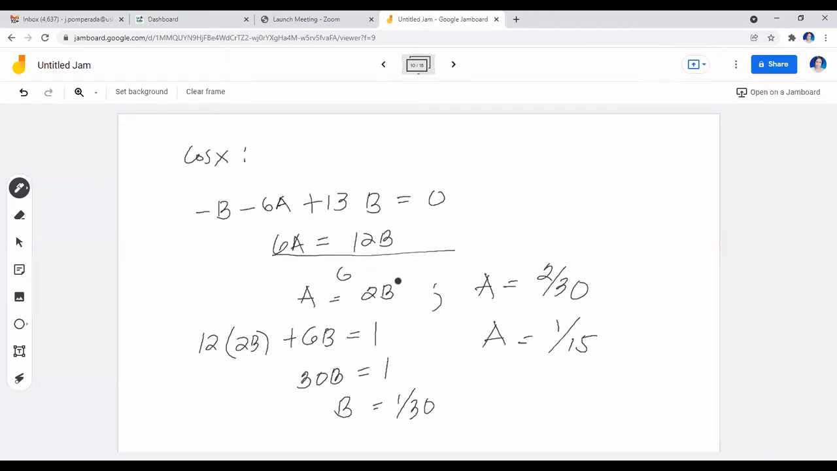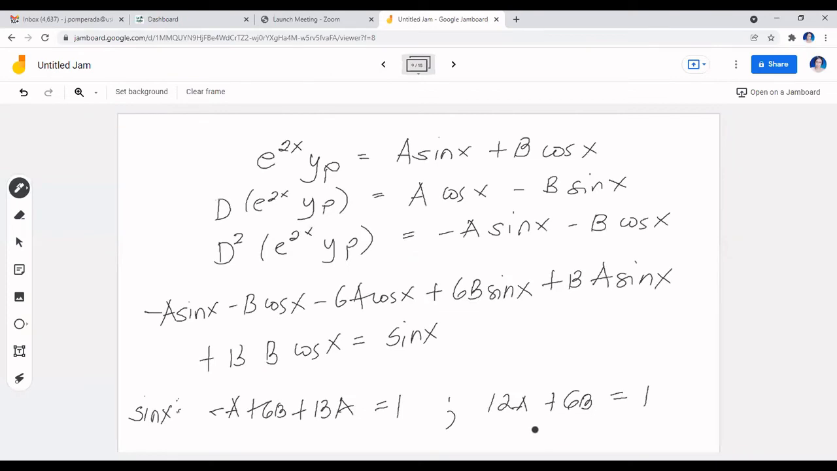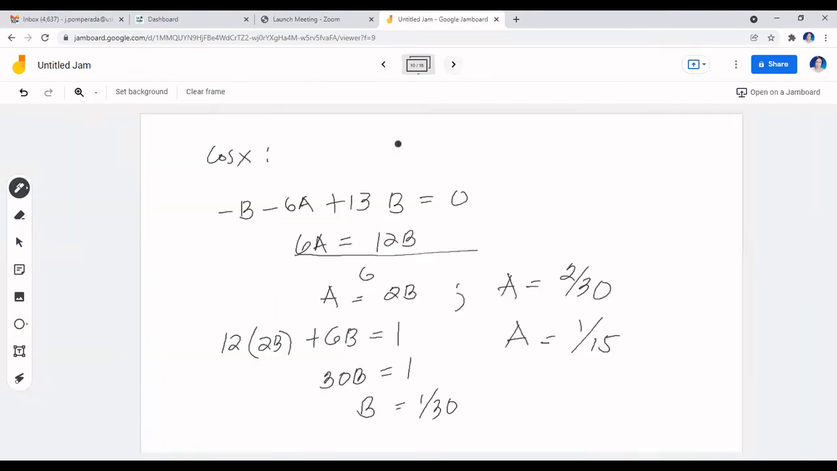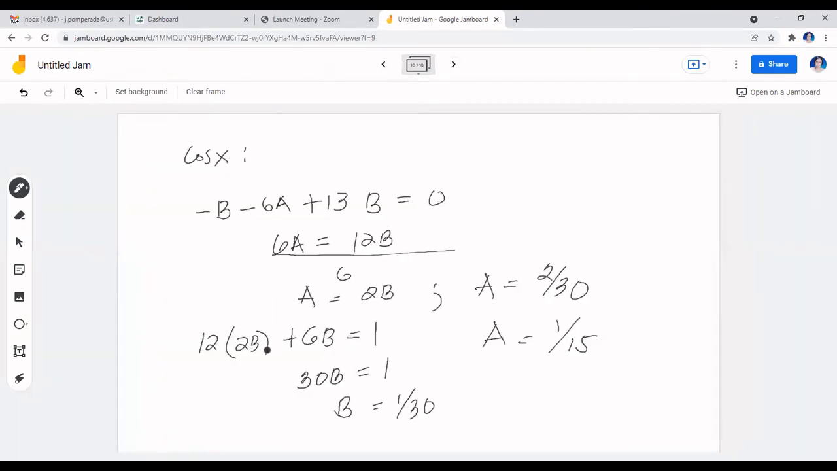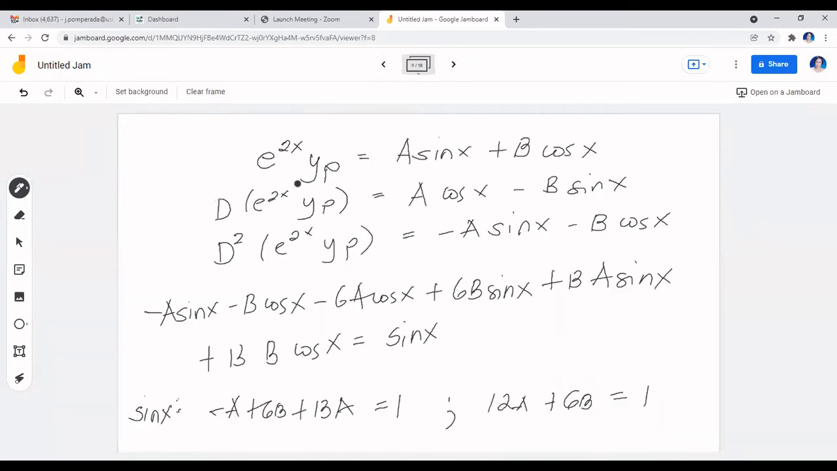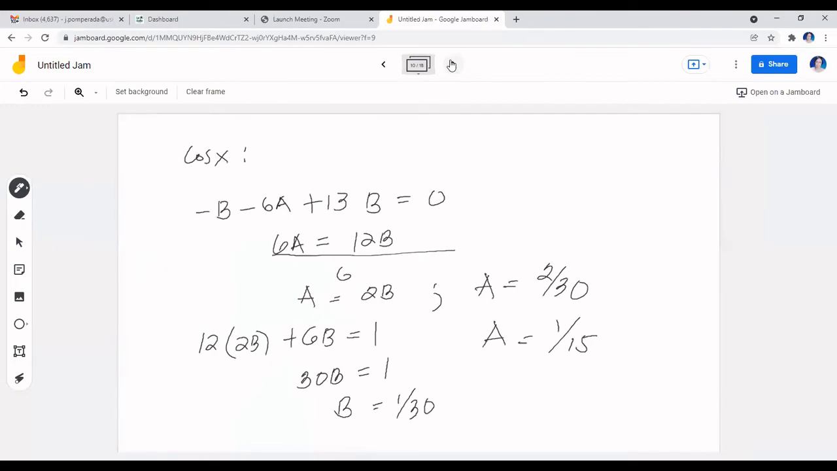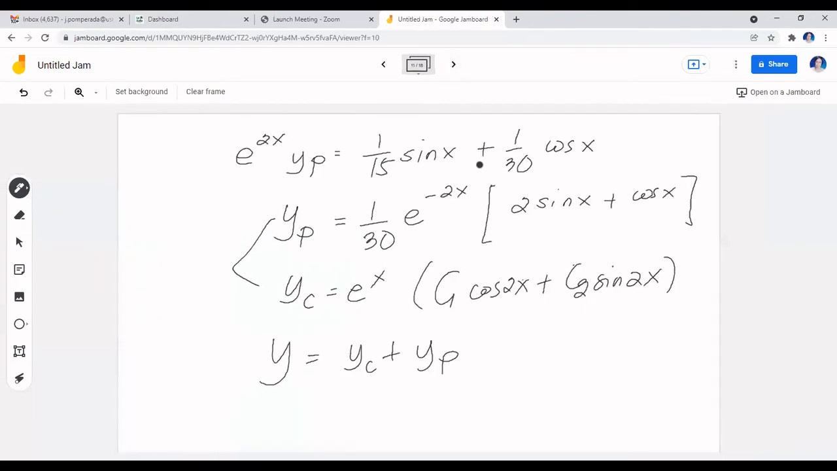Now, this 2b for a, we substitute in here. So 12a plus 6b: 12a, which is 2b, plus 6b is equal to 1. So you have 24 plus 6, that would be 30, and b is 1 over 30. Substitute it in here, a is 2 over 30, or that's 1 over 15. And you just substitute a and b in this form of your particular solution. And it's something like this.